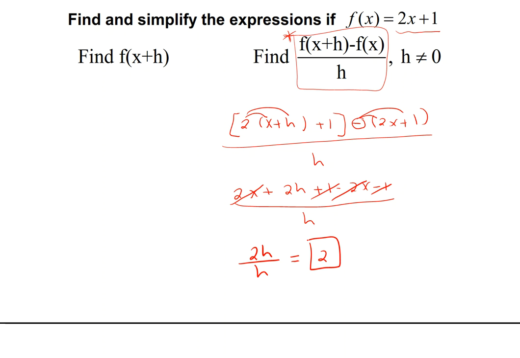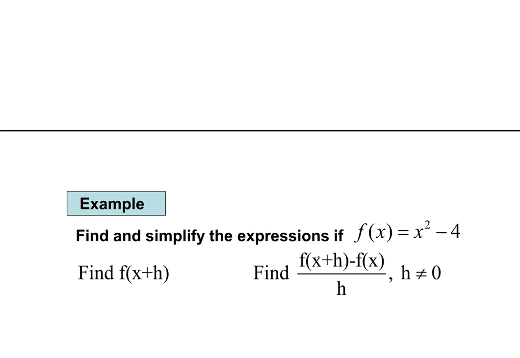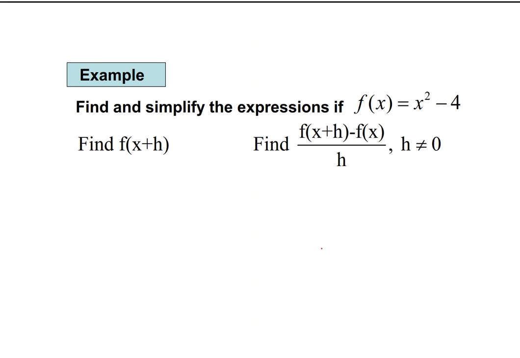Okay, so again, the key here is to substitute in. So when I have f of x plus h, everywhere that I see an x in that function, I'll replace it with x plus h. And then minus f of x, so minus the function itself, all divided by h. And then from there, we will use our algebra rules to simplify. Okay, so let's look at another one.